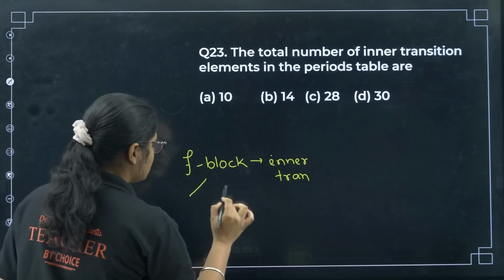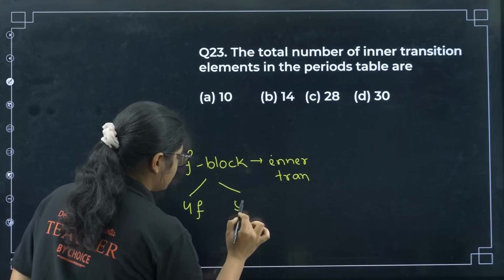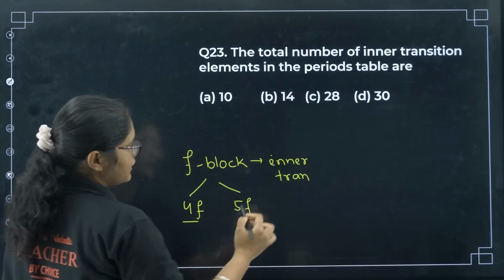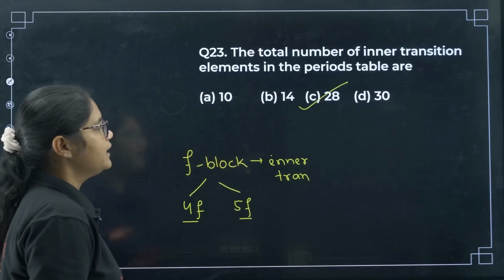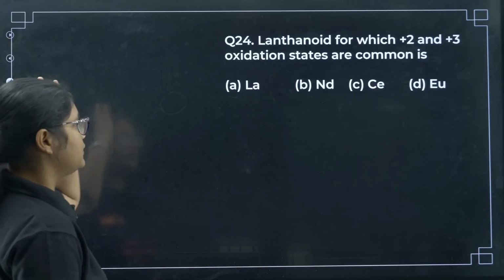So F block includes both lanthanoids and actinoids. So here we have 14, here we have 14. So total number of atoms, or elements, will be 28.